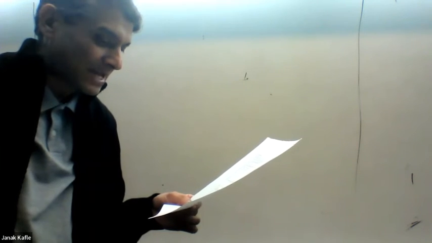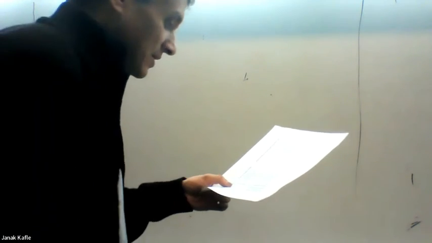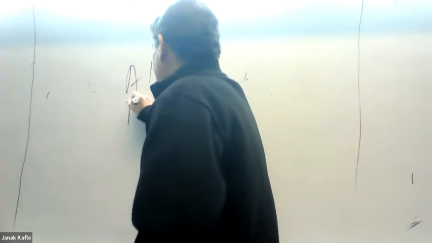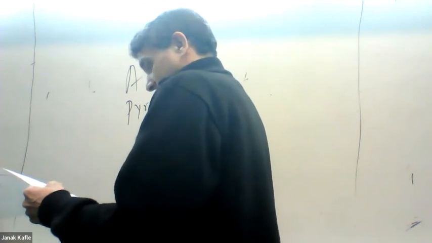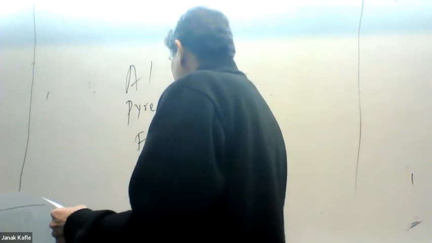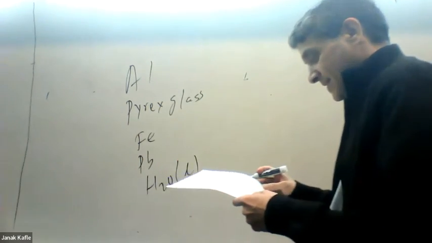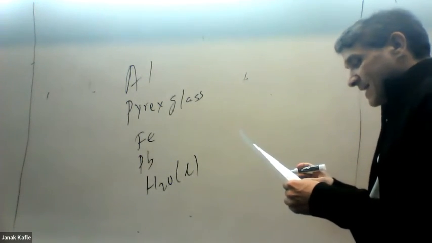So let's look at one problem here. I'm on slide number 6, and it says a series of equal mass samples of materials listed in the table were brought from room temperature to 100 degrees centigrade. So here is aluminum, here is Pyrex glass, and here is iron, lead, and liquid water. So there are these things, and a series of equal mass samples.